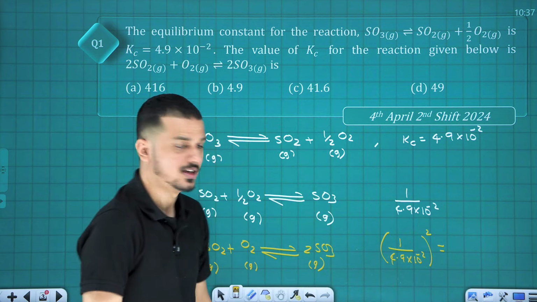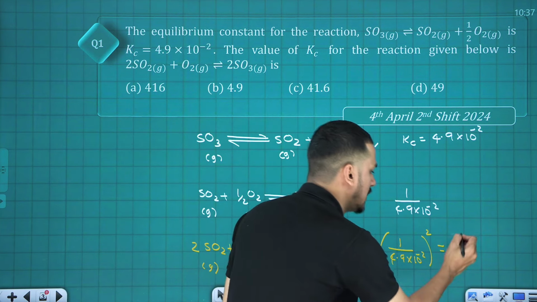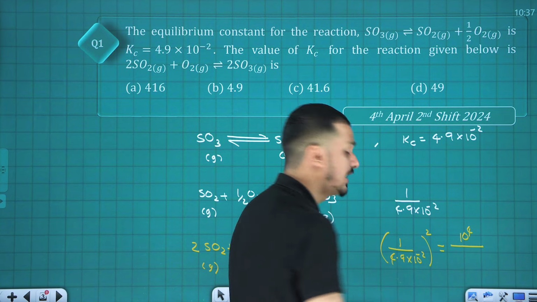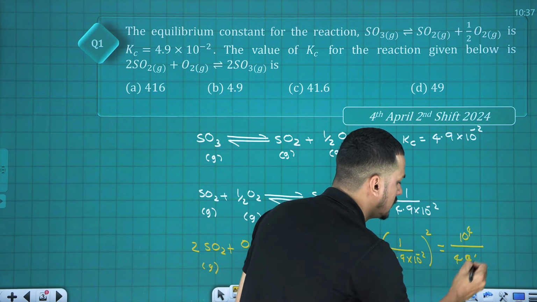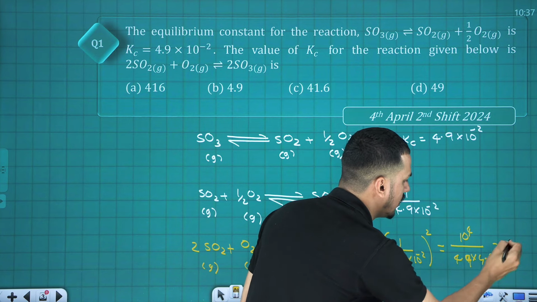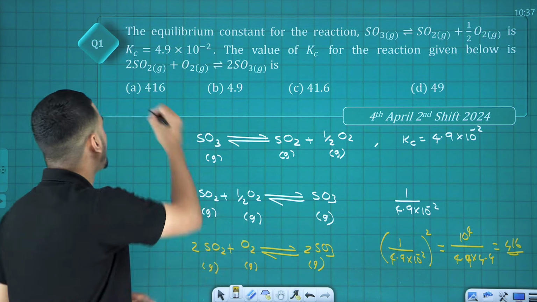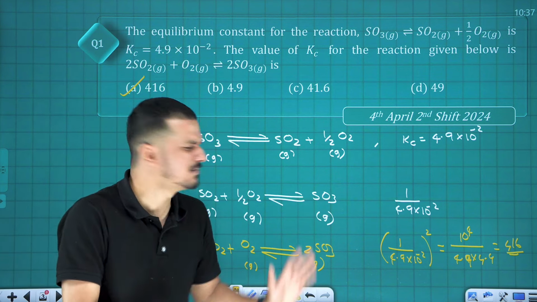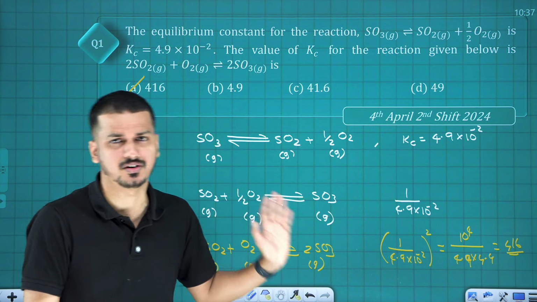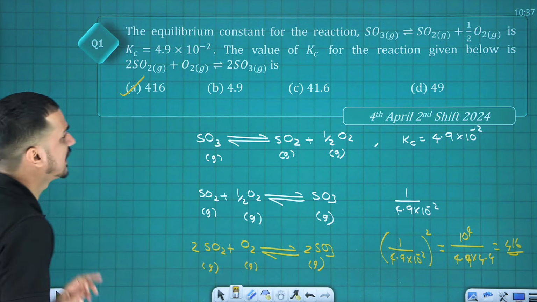That's our answer. Once we solve this, the 10 raised to minus 2 will go to the top. So that will be 10 raised to 4 divided by 4.9 into 4.9. Once you solve it, you will get 416 point something. So our answer is Option A, the clear answer. Got it, guys? A simple question they asked in 2024. Ready? We can move to the next question.